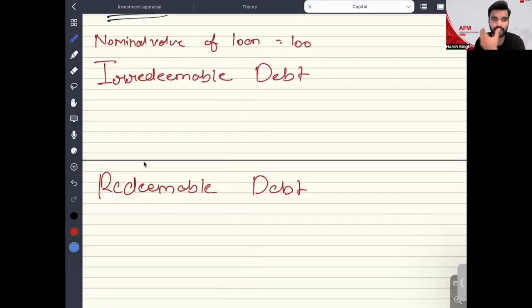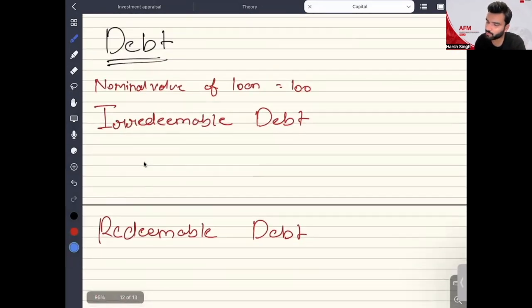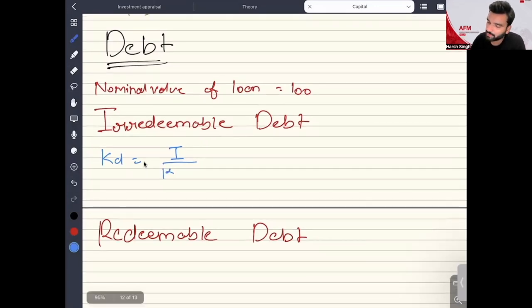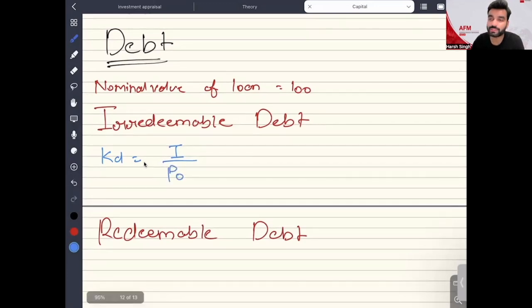Now let's talk about the formula. Irredeemable debt. Very simple. We don't have to worry anything over here. Over here I write down cost of debt, which is equal to how much, everyone? Interest upon, generally over here you will use P0, which is again what? Value of debt. That is X interest market price. P0 is denoted as X interest market price.